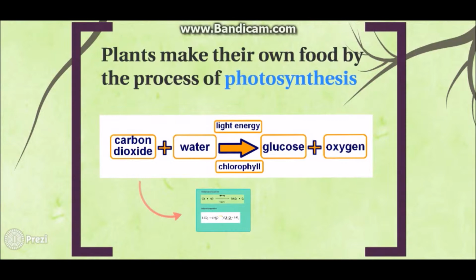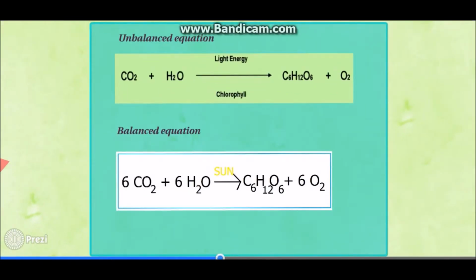This equation can be read as: carbon dioxide and water, in the presence of light energy and chlorophyll, produce glucose and oxygen. If we turn this into a symbol equation, then it looks like this. The first equation is unbalanced because I just changed the word equation into symbols, and then we have to balance the equation, and the second one is the balanced equation.